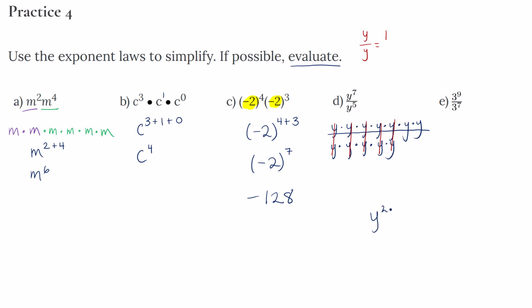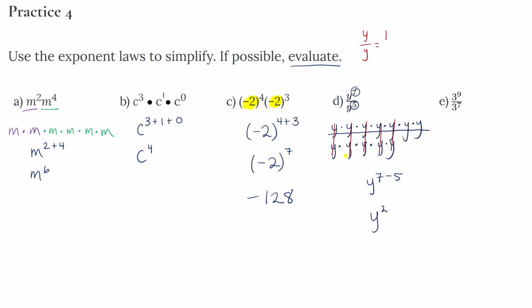A quicker way to do this question is to use the quotient law. So the quotient law states if you have two powers with the same base being divided, you can subtract the exponents. So in this case, we could take the base of y and then take 7, take away 5. And that would give us the 2.